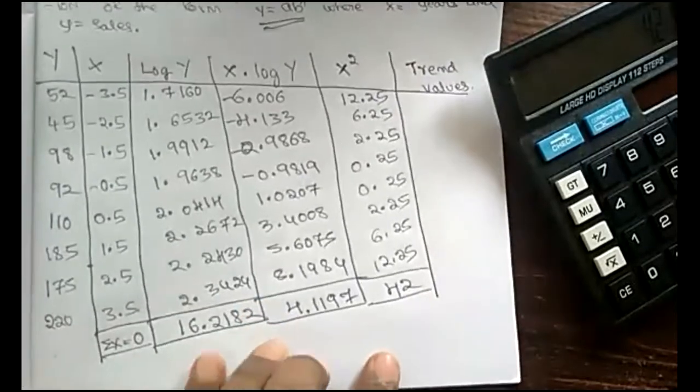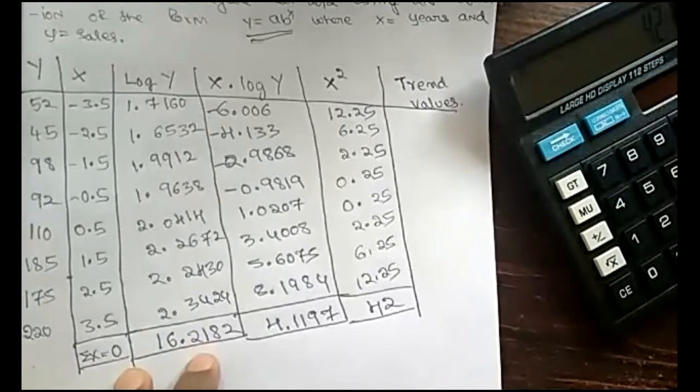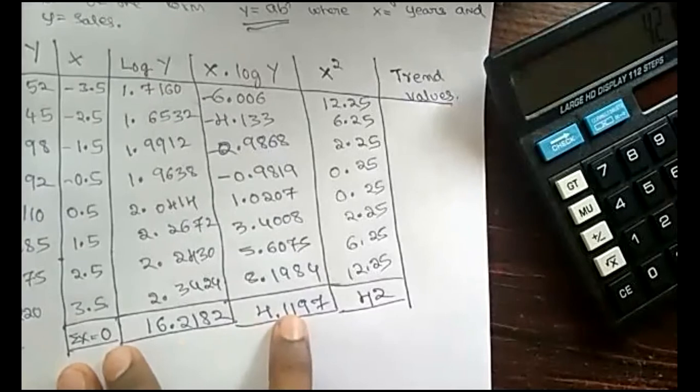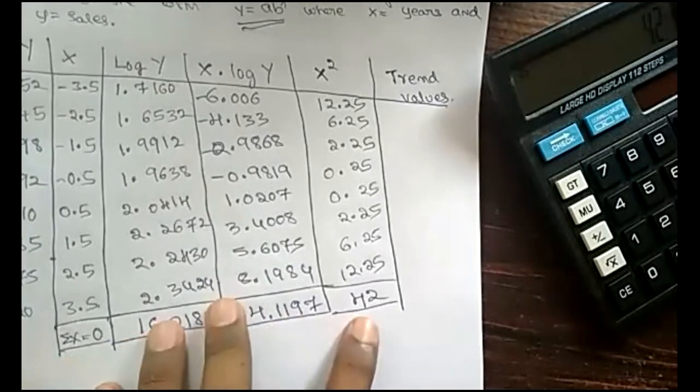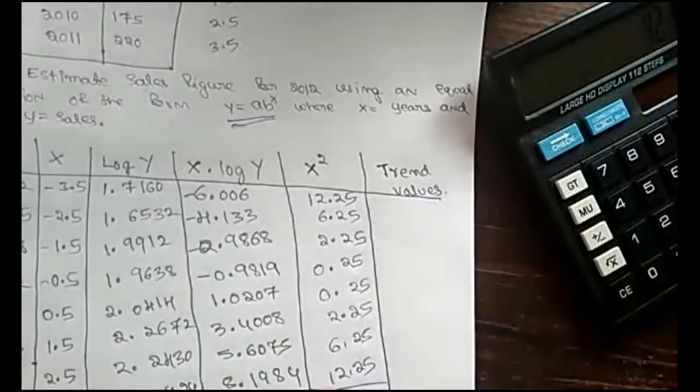So we are done with the table work, that is sum of log y, that is 16.2182. Then sum of x into log y is 4.1197 and sum of x square is 42. Now use formula and find out log value of log a and log b.